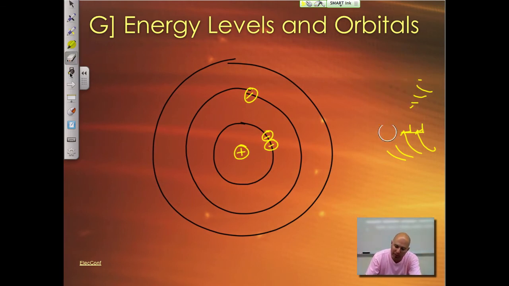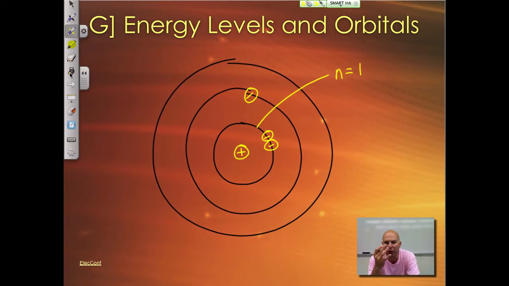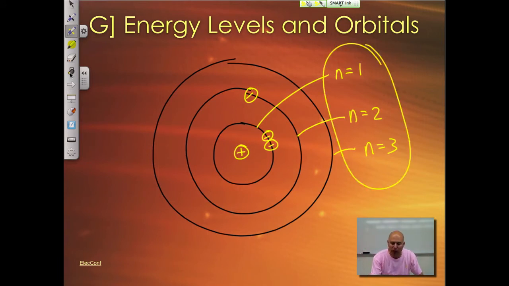Now, the energy levels are those locations around the nucleus. So we would call this the N equals 1, the first one. The second one would be the N equals 2. The third, N equals 3, and so on and so forth. Again, as you get further and bigger, or in other words, further away from the nucleus, your energy level number goes up. Okay, so that's energy levels.